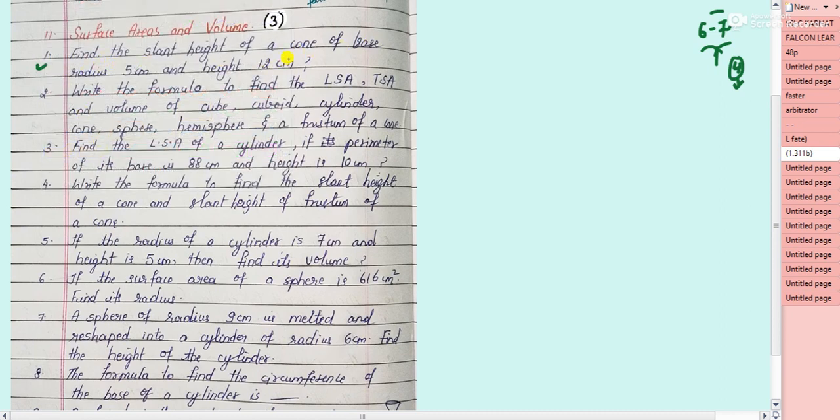Find the slant height of a cone of base radius 5 centimeter and height 12. So this is a cone, this is called the base radius, this forms a right angle, this is called the height, and this is the slant height. So L, the slant height, they have asked. They have given radius as 5 and height as 12. If you know the Pythagoras triplet, you can directly answer. The answer is 13, right?